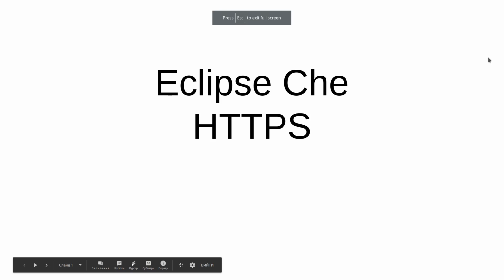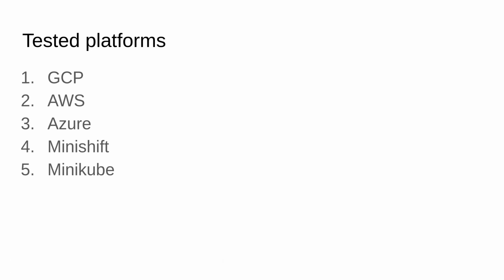Hello. During last sprints, we made sure that we are able to run Che with HTTPS on different platforms: Google Cloud Platform, AWS, Azure, Minikube, and Minishift. We tested TLS certificates from Let's Encrypt service and self-signed CA. We found some bugs, most of them are already fixed, and also our documentation is updated with up-to-date instructions.